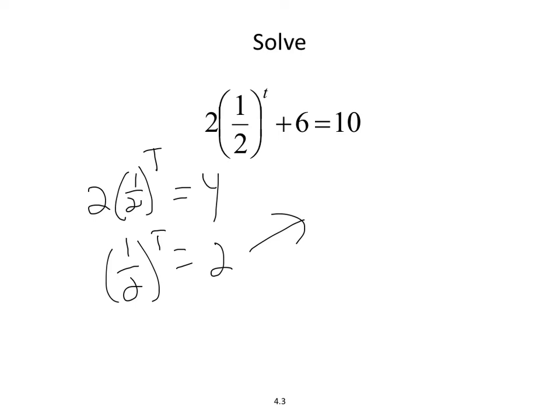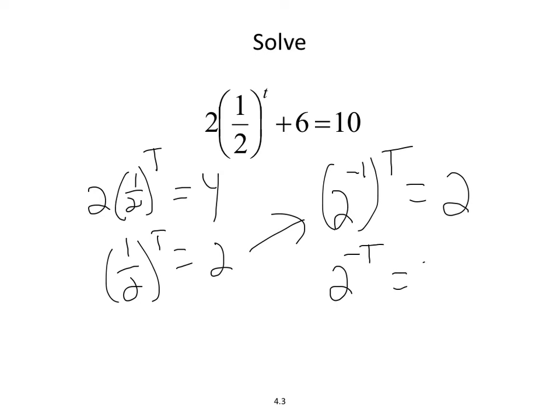We could think of this as 2 to the negative 1, raised to the t power, equals 2. So 2 to the negative t has to equal 2 to the first. So it must be, since those bases are equal, negative t equals 1. So t has to equal negative 1. And you could do all that with a calculator if you wanted to. I just wouldn't be wrong to.